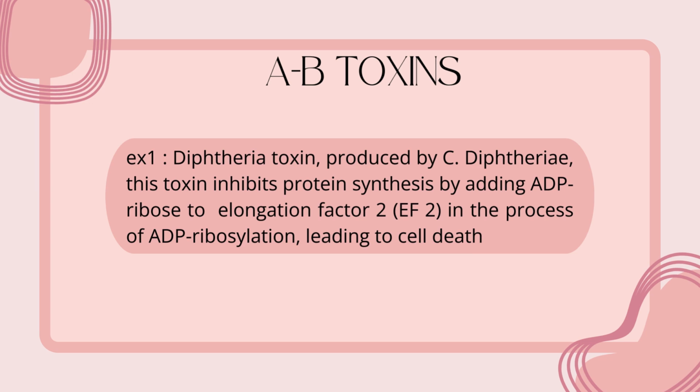The diphtheria toxin, made by Corynebacterium diphtheriae, blocks cells from making proteins by changing a key protein called EF2. This toxin adds a chemical group called ADP-ribose to EF2 in a process called ADP-ribosylation. This change stops EF2 from working, so the cell can't make the proteins it needs to survive, leading to cell death.